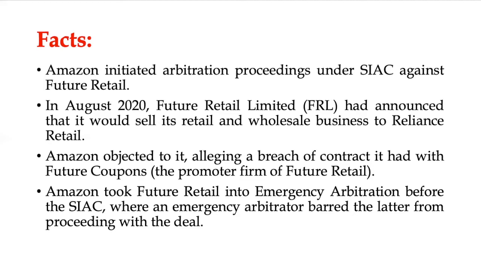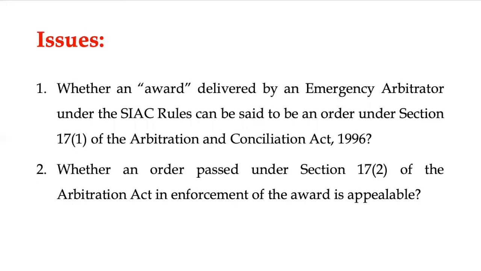Now, this emergency arbitrator issued an immediate injunction which barred the parties from entering into the contract. So now, through this order of the emergency arbitrator, Future Retail and Reliance Retail would not be able to enter into their contract. In the present case, what then happens is that Amazon comes to India because it wants to enforce this order or this award by the emergency arbitrator.